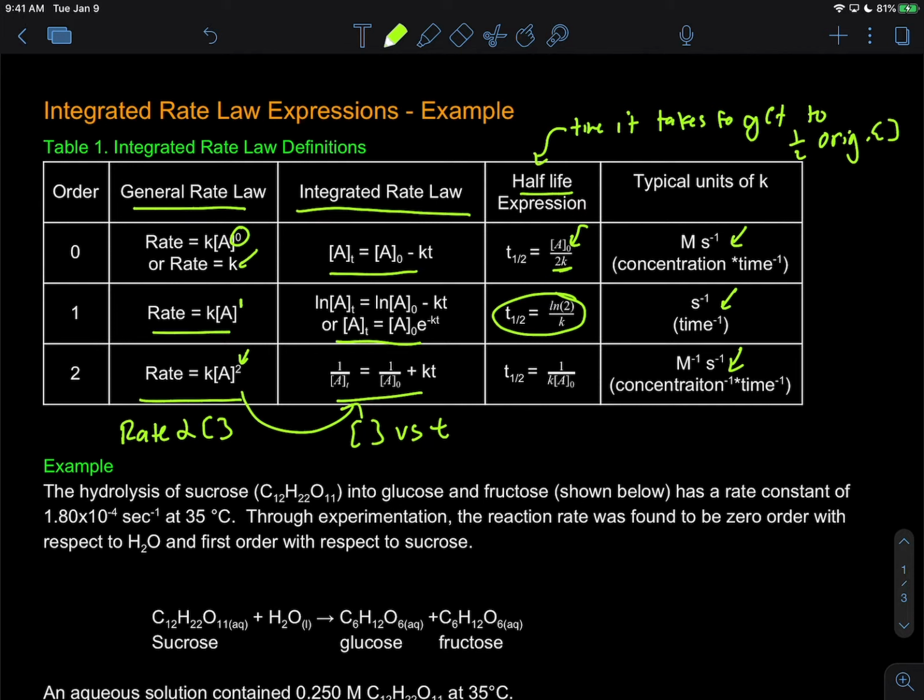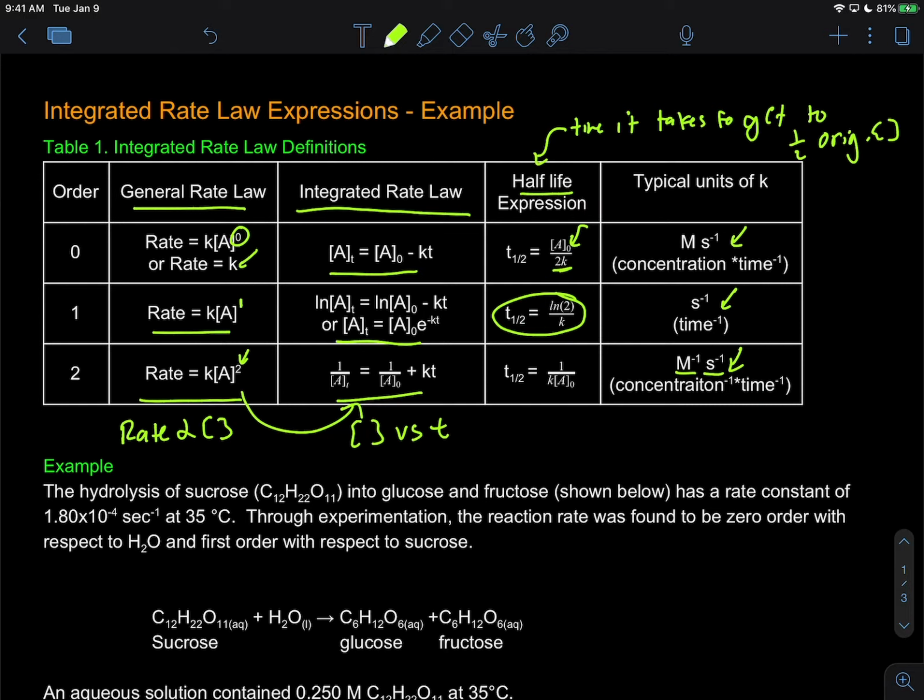For example, every second order rate constant is going to have, for our overall reaction, an inverse concentration unit times an inverse time unit. So that could be inverse molarity, inverse seconds. It could be inverse millimolarity, inverse minutes. It just depends on how fast or how slow that reaction is happening. Now with this as a background, we're going to go ahead and work through an example problem here.